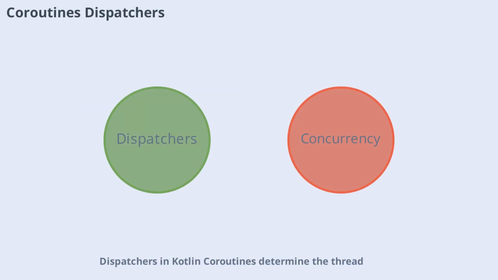Dispatchers in Kotlin coroutines determine the thread or thread pool on which a coroutine runs. Dispatchers.Main is used for UI updates on the main thread, Dispatchers.IO handles blocking I/O tasks like file and network operations, Dispatchers.Default is optimized for CPU-intensive tasks, and Dispatchers.Unconfined starts coroutines in the caller's context. Choosing the right dispatcher ensures efficient concurrency and parallelism, keeping your app responsive and resource efficient. Understanding dispatchers is crucial for managing coroutine execution contexts in Android development.